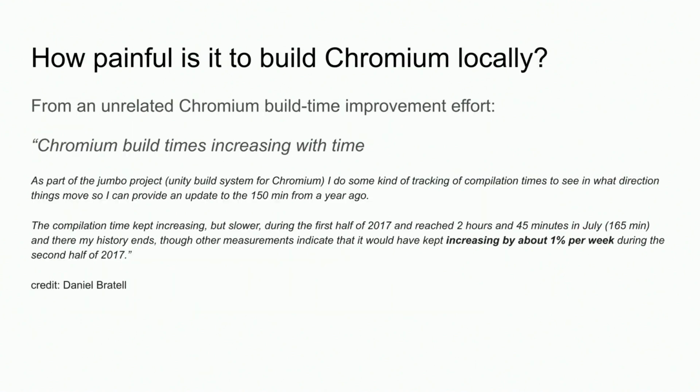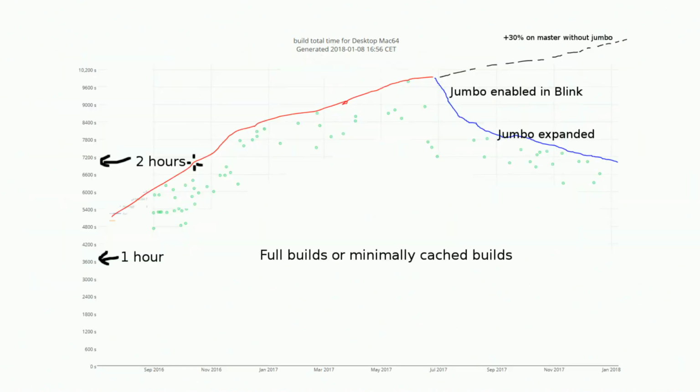So how painful is it to build Chromium? I've got some data here that's a few years old, but the trend has continued. The interesting part here is that the build time increases by about 1% per week, which is pretty scary if you ask me. Here's a graph. This is a couple of years ago from Mac, but the trend holds for Linux as well. To build on a single machine, you're talking multiple hours for a sane workstation for most companies.